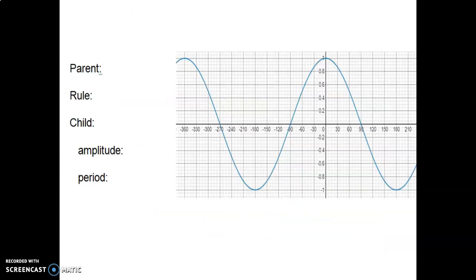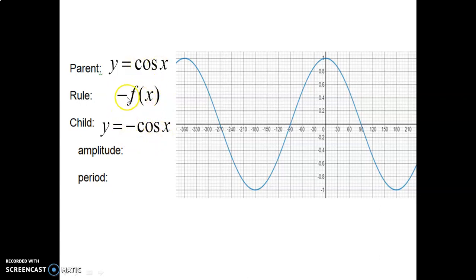Now let's look at it in terms of a sinusoidal function. So here's a cosine graph. So that's our parent cosine. We know it's cosine because it begins at 1 here. Okay, now the rule we're going to apply is the negative applied to the entire function. So that's going to create this child, the negative to the entire function.